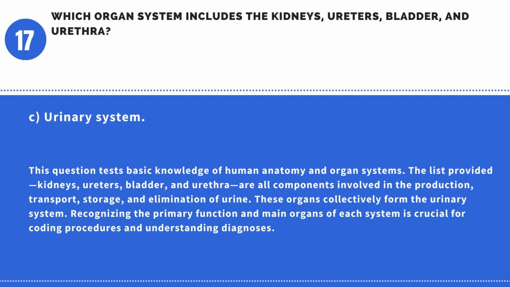Answer: C. Urinary system. This question tests basic knowledge of human anatomy and organ systems. The list provided, kidneys, ureters, bladder, and urethra, are all components involved in the production, transport, storage, and elimination of urine. These organs collectively form the urinary system. Recognizing the primary function and main organs of each system is crucial for coding procedures and understanding diagnoses.